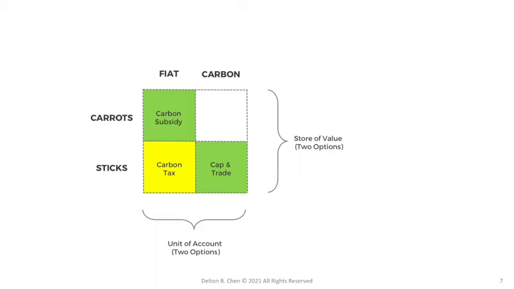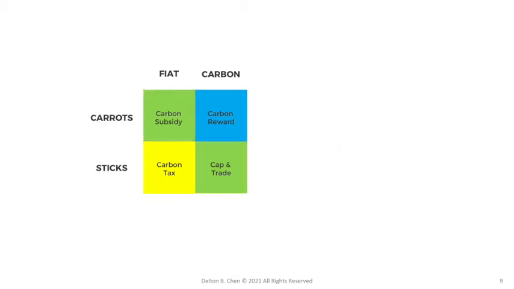This is where we introduce the new policy called a global carbon reward. A carbon reward is a carrot, but it is unique because the instrument that is used to pay the reward is indeed a carbon currency. It's a currency denominated in carbon mass units. So that's the carbon pricing matrix, which is framed by 2 of the major functions of money: 1, the store of value, and 2, the unit of account.